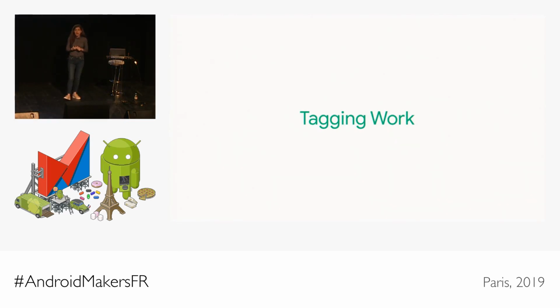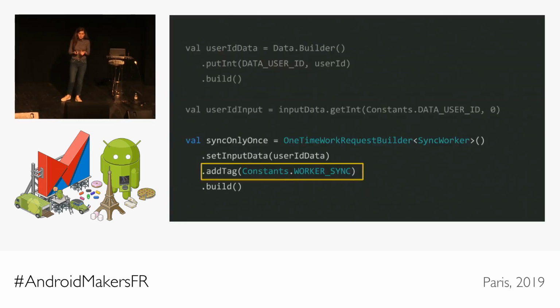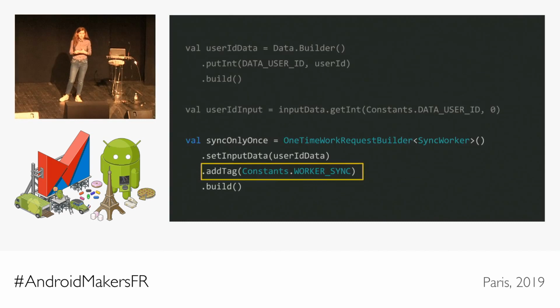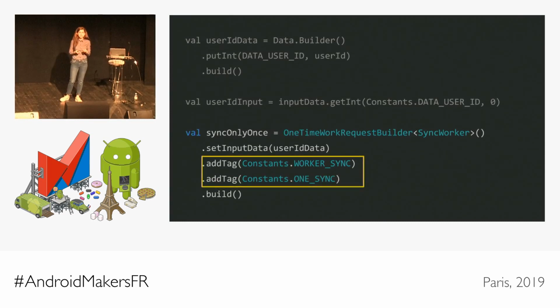Each task has a unique identifier. That identifier is created by the WorkManager and is not a human-readable code. So this is why sometimes it's important to tag our work and to be able to get that work using a specific name. We are able to do that by using the addTag method, and an important thing to mention is that a task could have many tags.